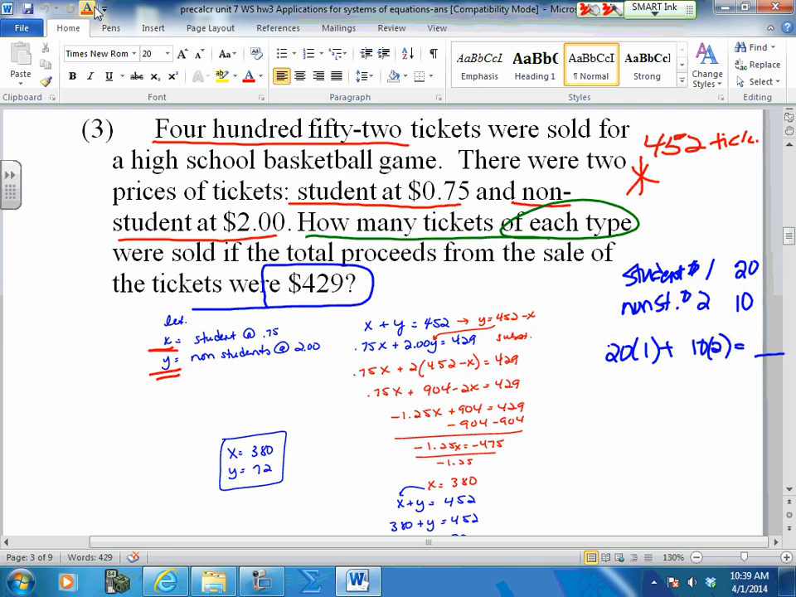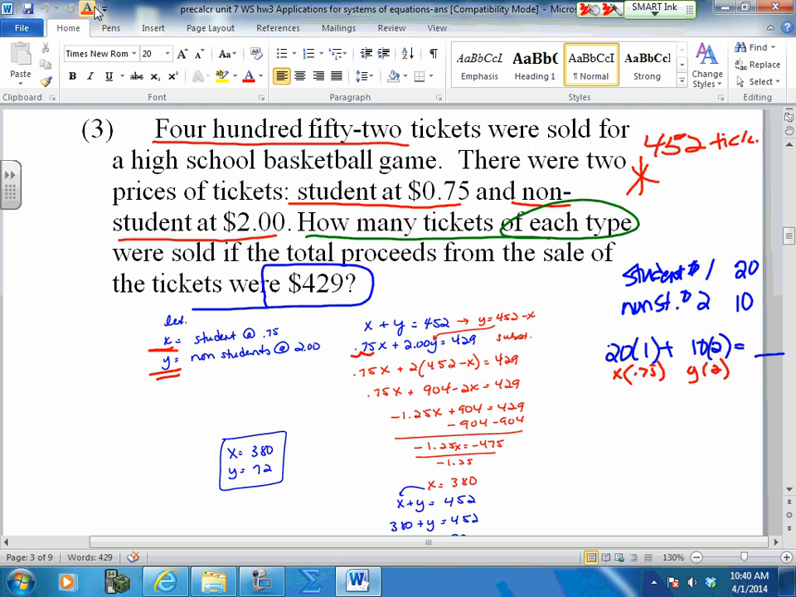Now, your proceeds come from 75 cents times your X. There's my X times my 75 cents now. There's my Y times my $2. Plus your $2, and you don't need your decimal point, but I stuck it in there. This is going to equal what I make at the door there. At the door, I make $429 because I'm going to sell a certain amount of student tickets for 75 cents and a certain amount of non-student tickets for $2. When I add up all my money, I make $429.